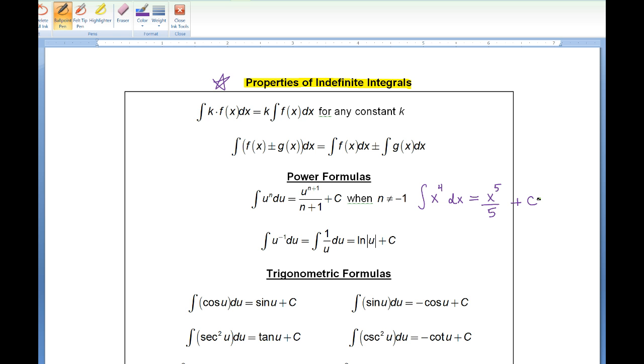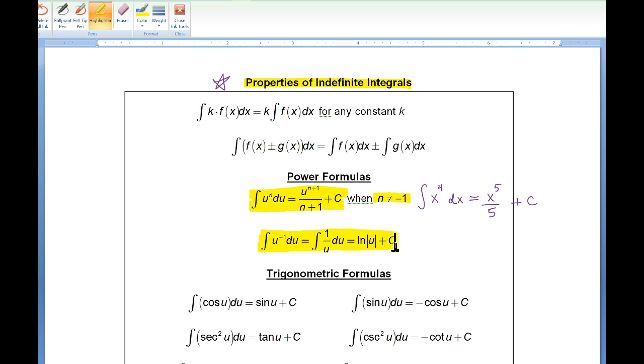The power formula is one of the most important ones that we'll see. Note that you can't do it when n is equal to -1 because then you would end up dividing by 0. When that occurs, the antiderivative for u to the -1 du is 1 over u du, which gives the natural log. Think about what's the derivative for ln x. It's 1 over x. The reason we have to put it in absolute values is that you can't have a natural log of a negative number, so we have to make sure that it's positive.